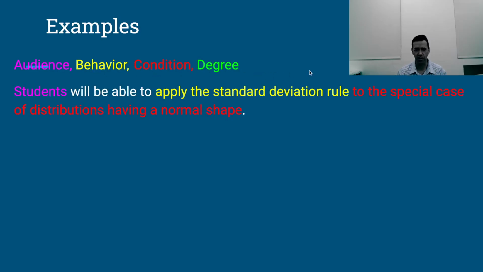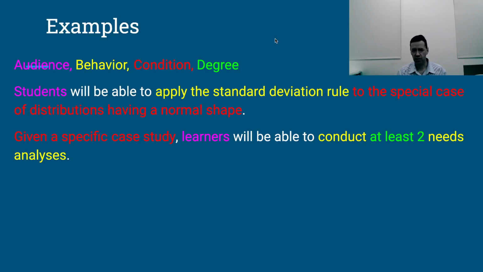Okay, so here's the first one. This is a mathematics learning objective. Students will be able to apply the standard deviation rule to the special case of distributions having a normal shape. If you remember your math class, that bell curve shape, that's what we're talking about here. So who's the audience? Students. What's the behavior? Apply. So here is the action verb that I'm talking about: apply the standard deviation rule. And then this one has a condition. So when do you apply the rule? To the special case of distributions having a normal shape. See, there's no degree. This one is optional.